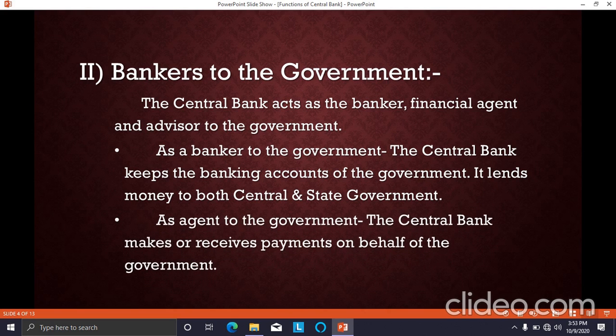Central bank acts as an agent to the government. Agent means doing something on behalf of another; that is called agency. Central bank receives payments and makes payments on behalf of the government. This is how it acts as the agent to the government.